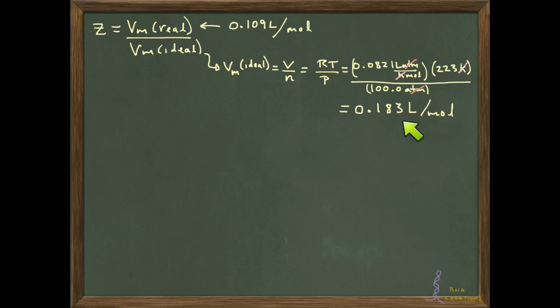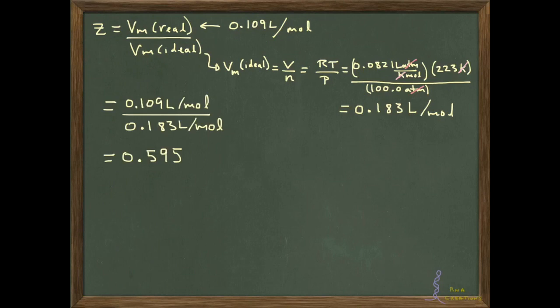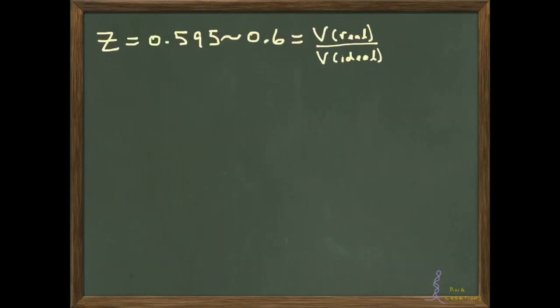That value is considerably bigger than the real molar volume, which is only 0.109. We can then ratio those two numbers, and we get the same Z that we got on the previous page, 0.595, which is unitless, just as we expect. So let's continue on. I've copied over onto the next page that Z is approximately 0.6, and that this comes about from the real volume over the ideal volume.